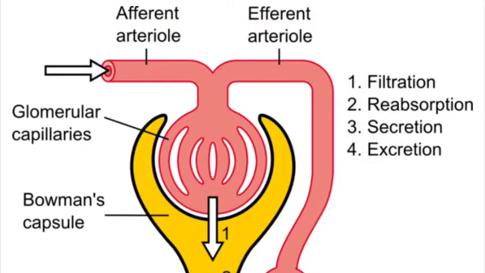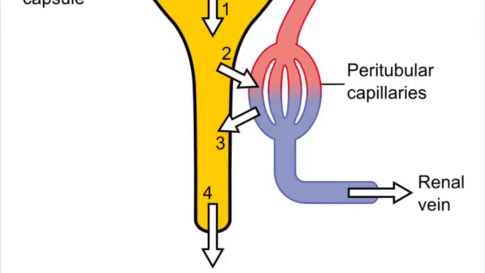So when the blood comes from the afferent arteriole, it goes into the glomerular capillaries, and subsequently it is filtered in the Bowman's capsule. After undergoing filtration, some of the solutes will be reabsorbed at the peritubular capillaries into the renal vein, while some of them will be secreted back into the tubules and subsequently excreted as urine.